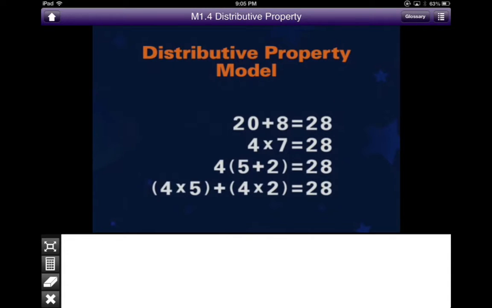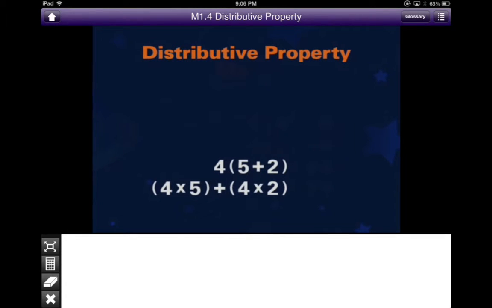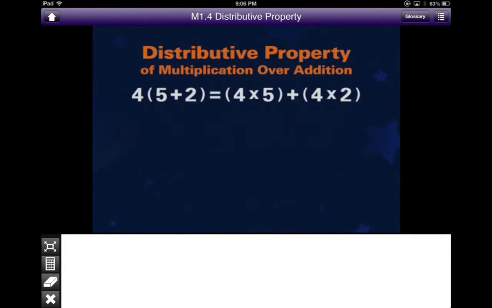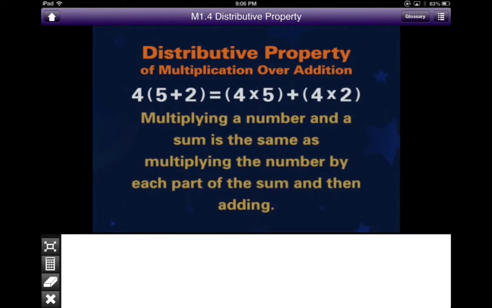Does this show a property of addition? It looks more like a property of multiplication to me. Actually, I've just shown a model of the distributive property of multiplication over addition. It means that multiplying a number and a sum is the same as multiplying the number by each part of the sum and then adding.